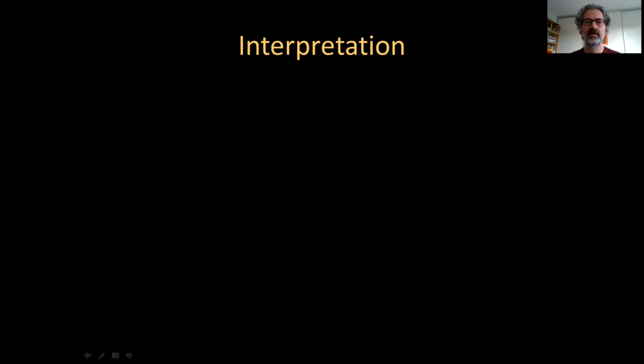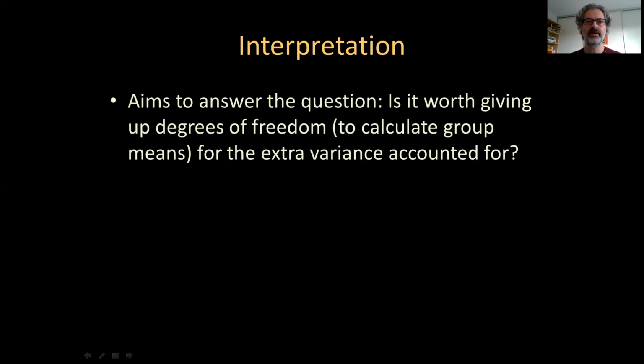How can we interpret this F ratio and the result of an analysis of variance more generally? One relatively abstract way to think about it is as answering the question whether it is worth giving up degrees of freedom for gaining variability in the data that we can account for.